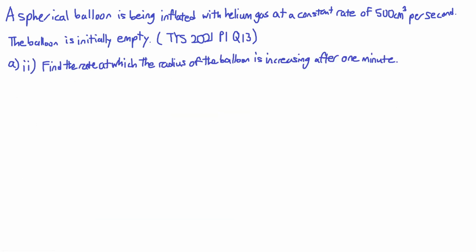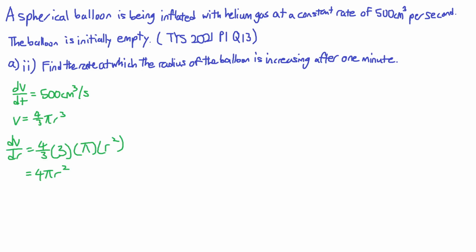Next, we have to find the rate at which the radius of the balloon is increasing after 1 minute, a classic rates of change question. First, we should write out all our available information, and so we write down that the rate of change of volume with respect to time is 500 cm3 per second. We then have to differentiate the volume of the balloon with respect to the radius of the balloon, which should be 4 pi r squared.